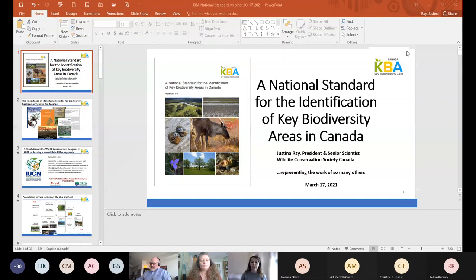I would like to acknowledge that the land that I live and work on is part of the traditional territories of many Indigenous groups and First Nations, in particular the Mississaugas of the Credit, the Anishinaabeg, the Chippewa, the Haudenosaunee, and Wendat peoples, and is now home to many diverse First Nations, Inuit, and Métis peoples.